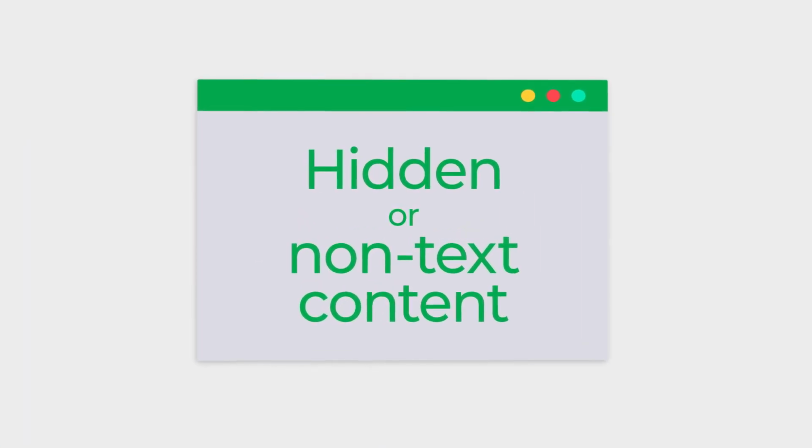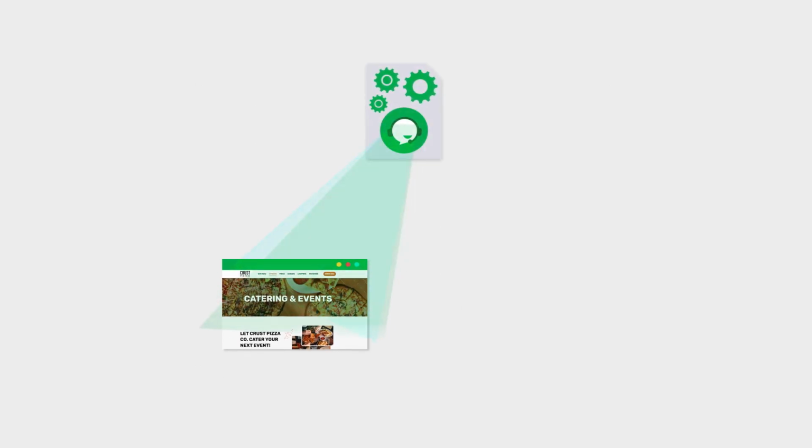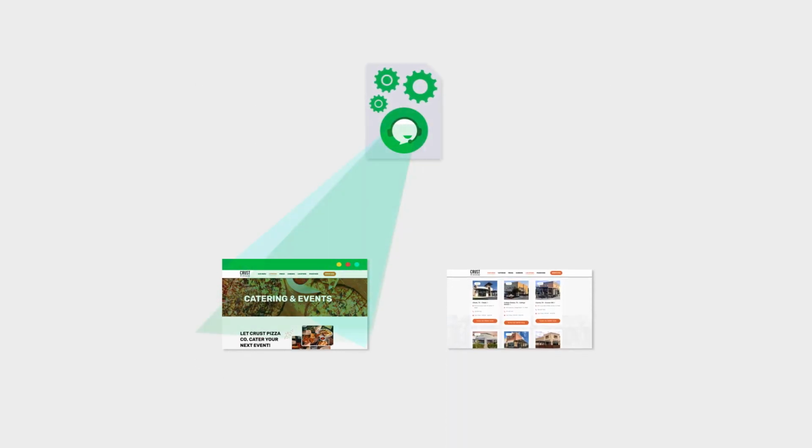Hidden or non-text content. The crawler reads visible text only and cannot extract text from images, videos, or obfuscated elements. Place critical information in plain HTML that is visible without interaction.